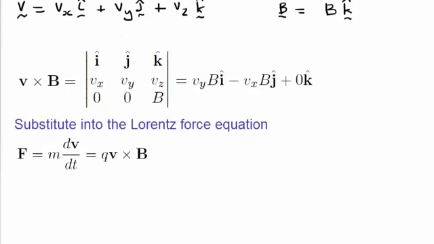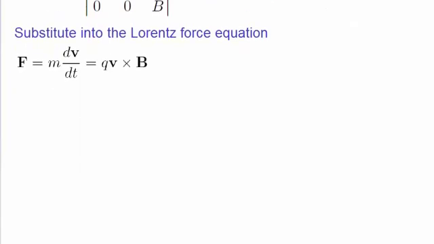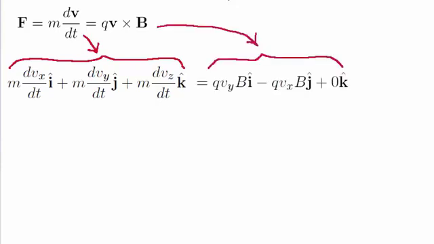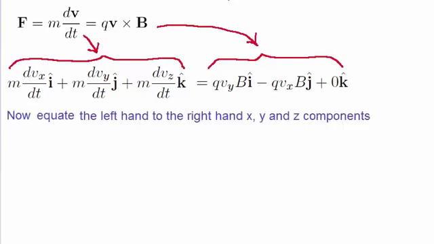So the left-hand side of this equation can be expanded into its x, y, and z components. We equate that to the right-hand side, which we've just obtained from our cross product, except now we've added the charge q. We now need to equate the x, y, and z components of the left-hand side to their corresponding components on the right-hand side.